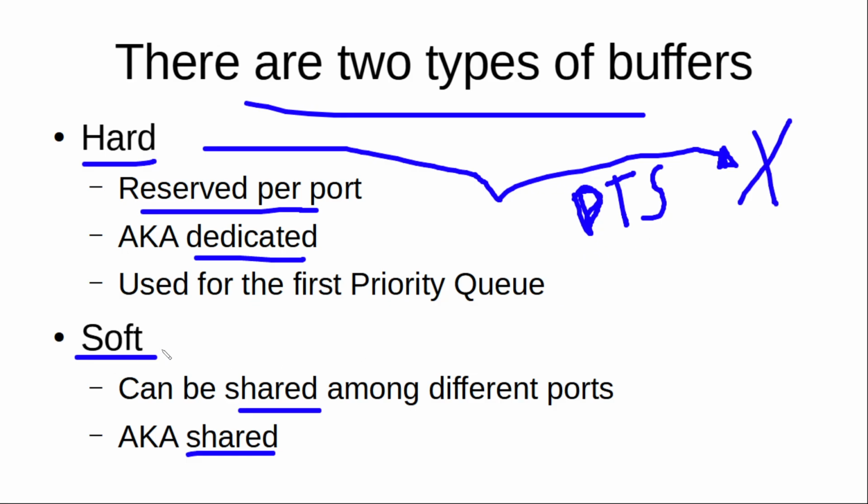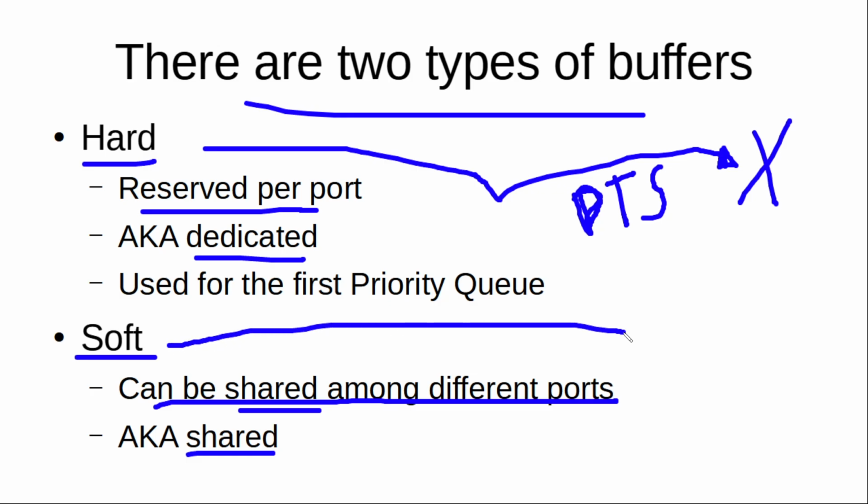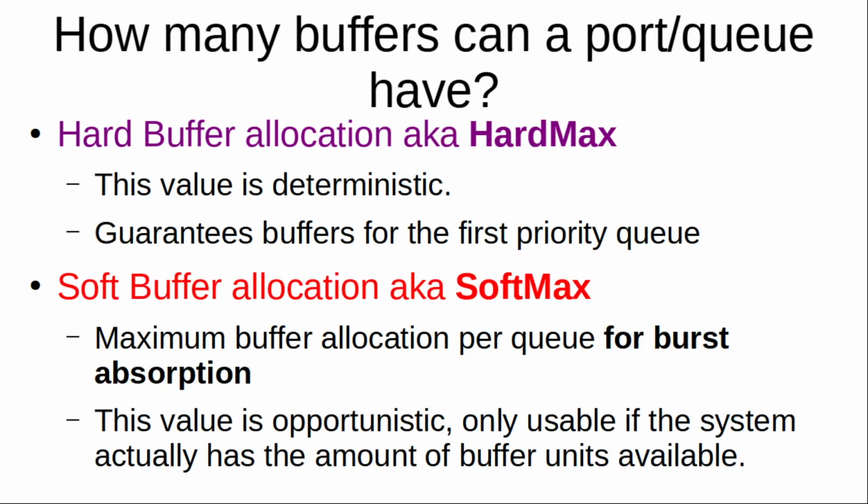However, soft buffers can be shared among different ports. So you may have one port that is not currently using the soft buffers, and these soft buffers will be able to be taken by DTS and assigned to another port. So with this information, you might want to know: how many hard buffers do I have in a port, and how many soft buffers do I have in a port per queue?